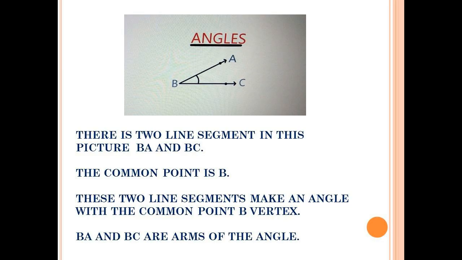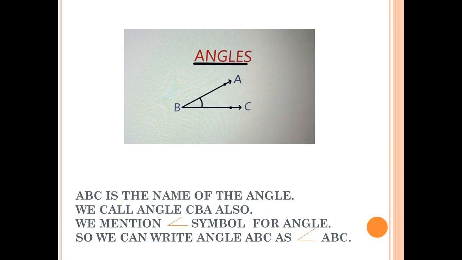The common point is B. These two line segments make an angle with the common point B, the vertex. BA and BC are the arms of the angle. ABC is the name of the angle. We call it angle CBA also. We use the angle symbol for angle. So we can write angle ABC with the symbol.